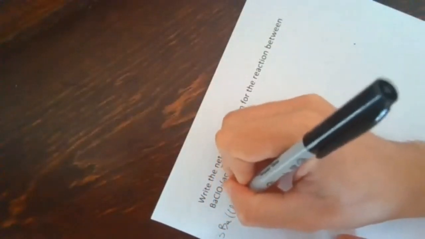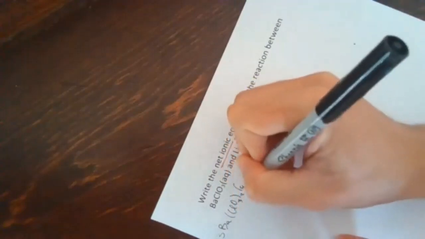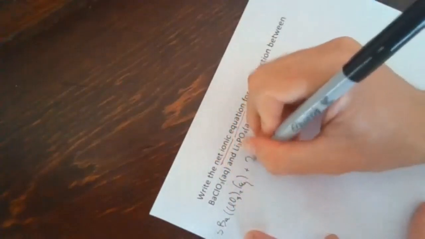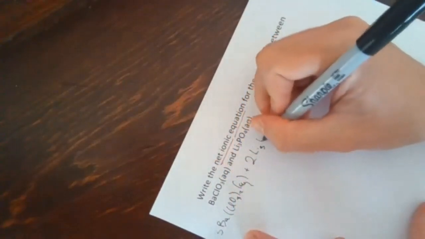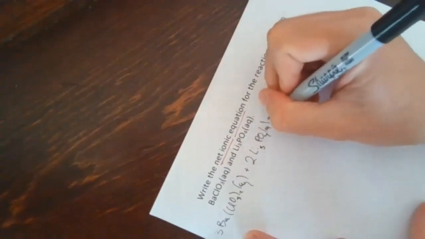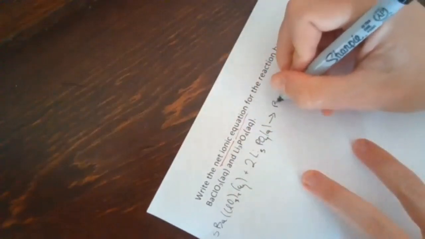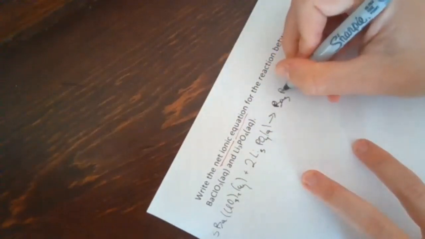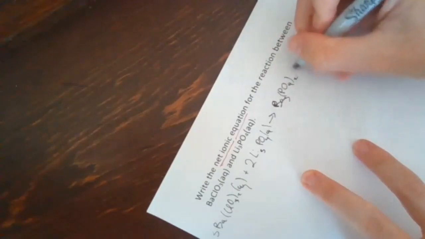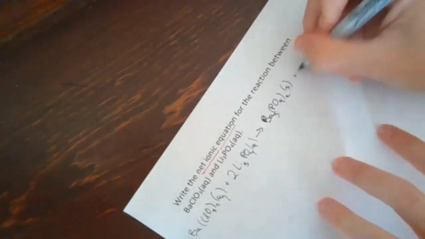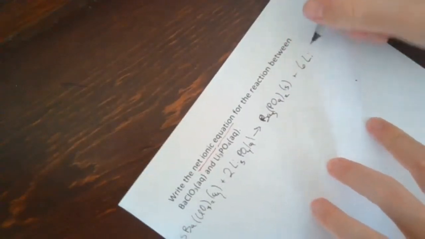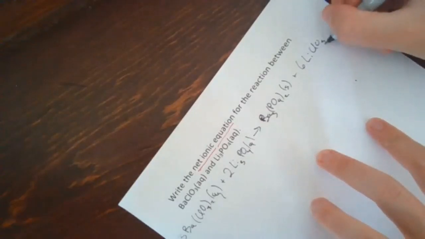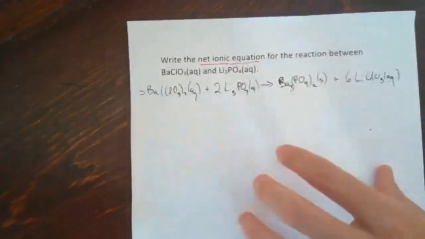3Ba(ClO3)2 aqueous. We do want to keep the balanced part. 2 Li3PO4 aqueous becomes Ba3(PO4)2 solid plus 6 LiClO3 aqueous.